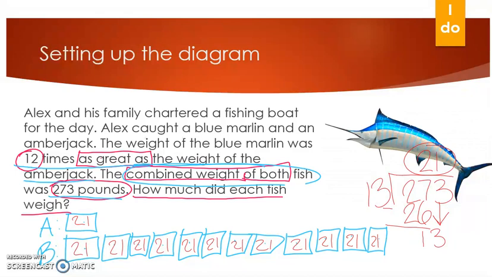All right, so we have 21 in each box. And so now we know the weight of the amberjack fish is 21 pounds. So now this helps us find the weight of our blue marlin, because we know if we go back and read the question, the blue marlin is 12 times as great as the weight of the amberjack. So now we're multiplying. So we're going to set up 21 times 12. And let's go ahead and solve.